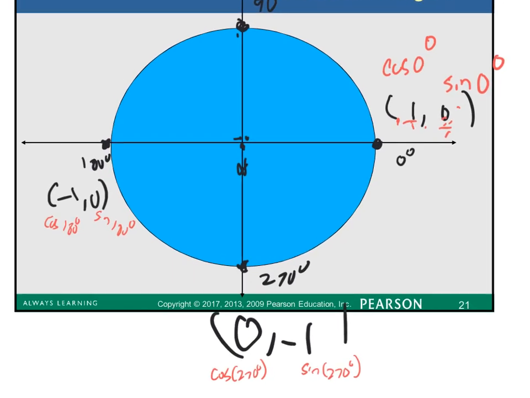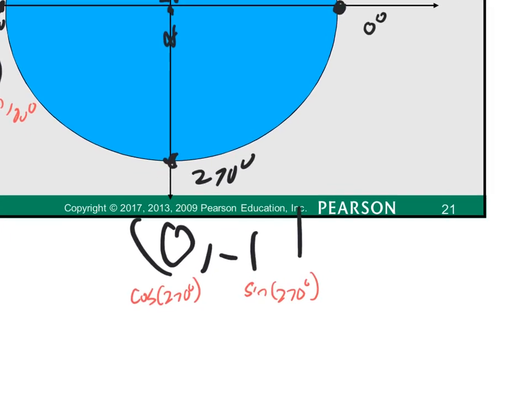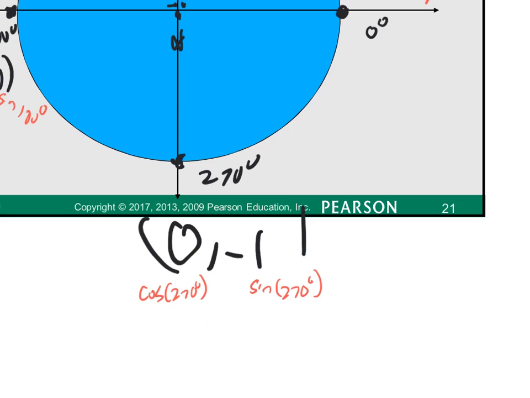Let's do one more here. What's the cosecant of 270 degrees? What would I use? Cosecant of 270. What am I flipping? -1. I'm flipping the sign. That's really a -1 over 1. So what's the flip? -1. It's also -1.